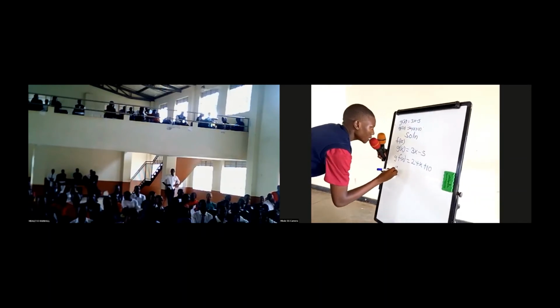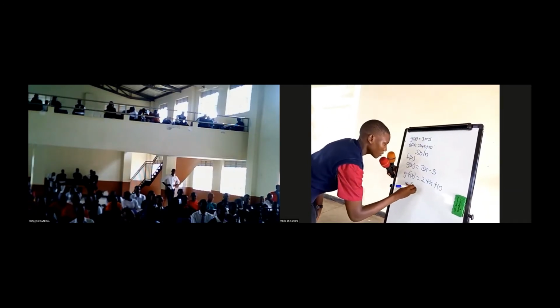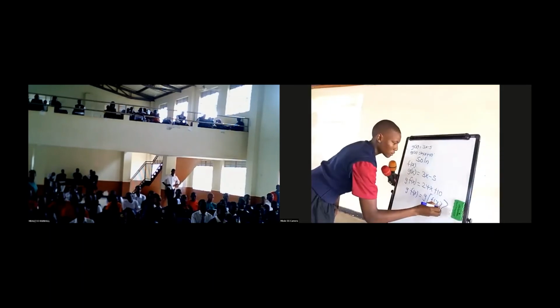So our g of f of x equals, now here we have f of x. We want to find this. So the g of x is given as 3x minus 5.